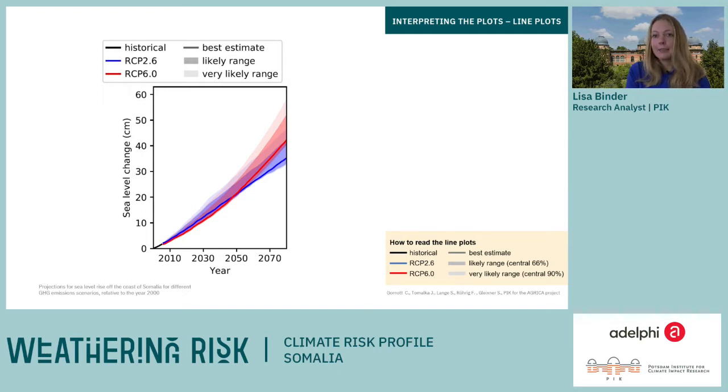And then you have the shaded areas that are surrounding those lines, and those represent the likely range and also the very likely range, which indicate a probability over the projected changes of at least 66 or 90% respectively.